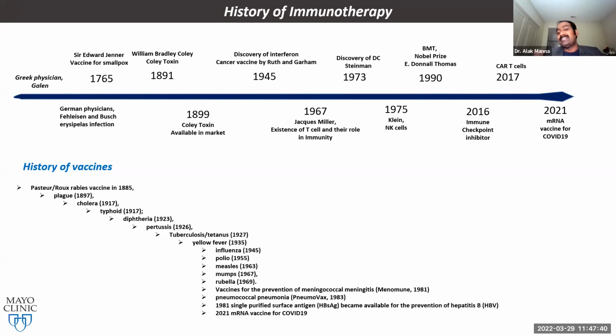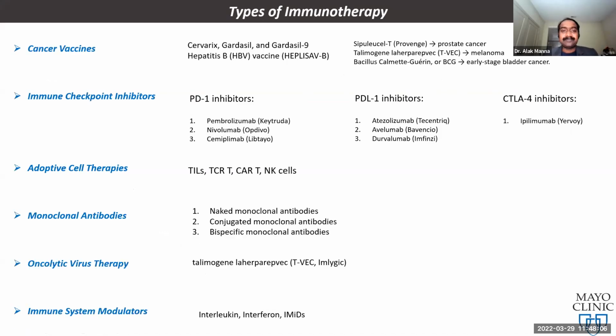Now we are there, with the checkpoint inhibitors and the CAR T. Those are the era we are living in now for the treatment. There is also a history of the vaccines. Several vaccines started in 1885 with Dr. Louis Pasteur and the rabies vaccine. Now we are in the era of COVID, where everybody knows what immunity and immunotherapy are, and what a vaccine is. So that evolved.